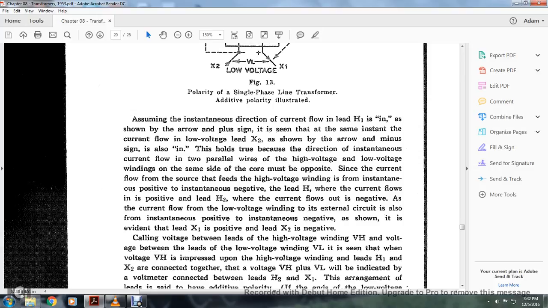This holds true because of the direction of the instantaneous current flow of the two parallel lines, high voltage and low voltage windings, on the same side of the core must be opposite in direction of the current flow. For the source of the feed for the high voltage winding, instantaneous positive, instantaneous negative: lead H1 for the current flow positive, lead H2 for the current flow negative, and the current flow for the low voltage winding. The external circuit is also instantaneous positive, instantaneous negative, as is evident in lead X1 is positive.